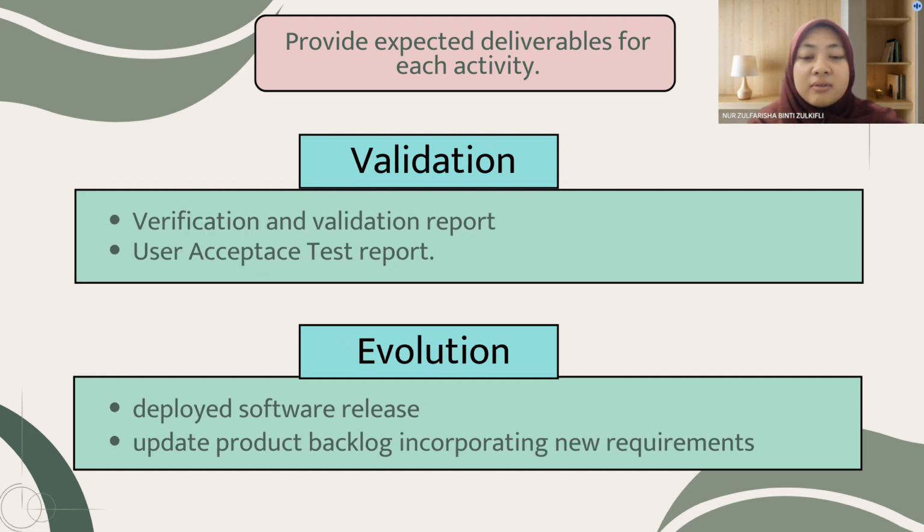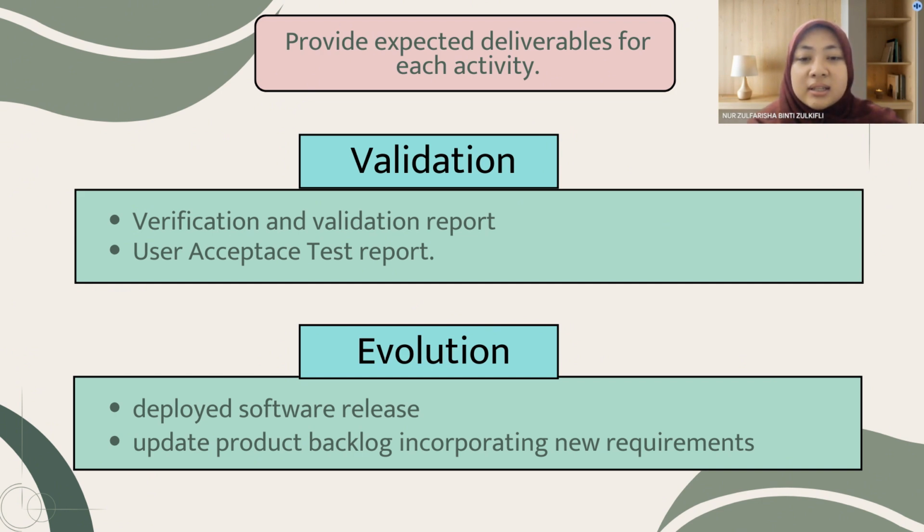For the third process activity, which is validation, the expected deliverable is a verification and validation report confirming the reliability and usability of the delivered increment. Other than that is the user acceptance test report, which is a sign-off report confirming that the efficient ticketing management system of the Buzz Asia website can successfully issue, modify, and cancel tickets for 100 concurrent users.